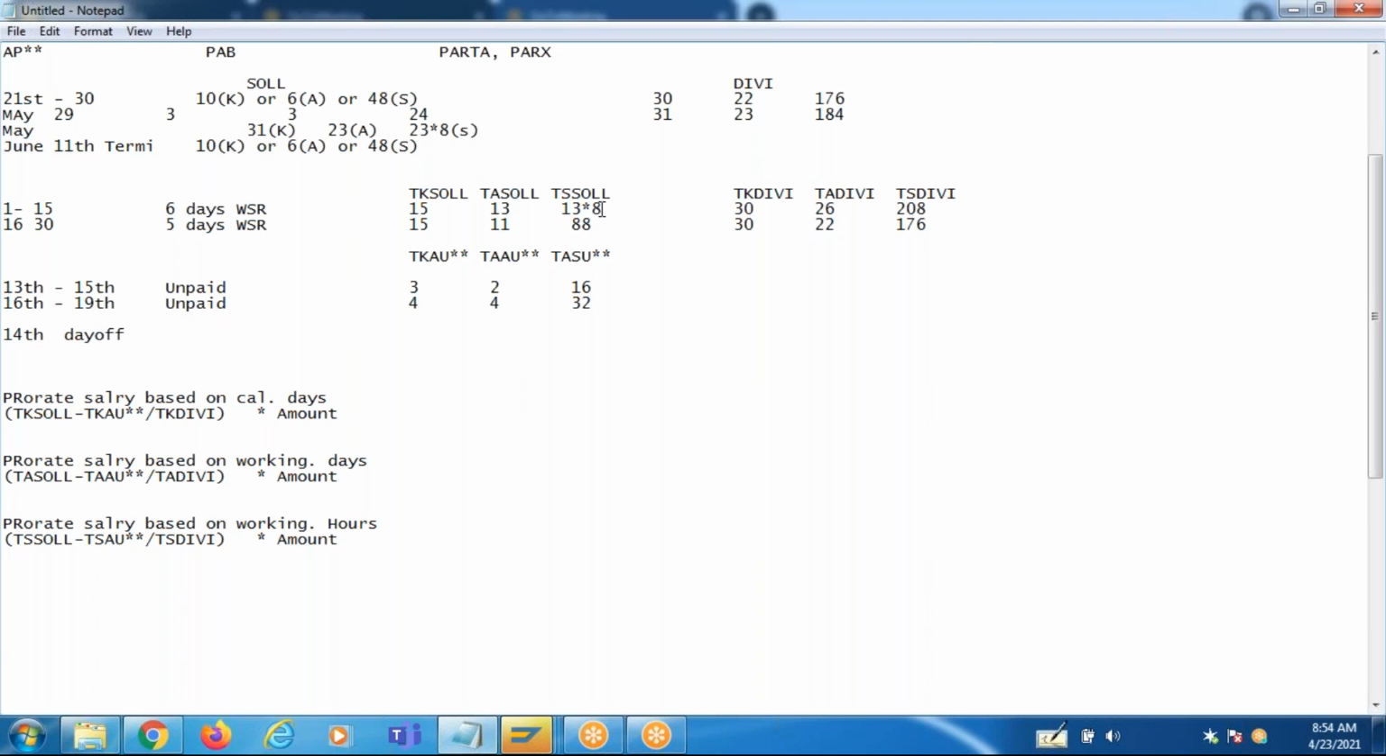If it is working hours, 13 into 8, how many? 104. Clear. Now 104 minus 16 divided by 208. And 88 minus 32 divided by 176.